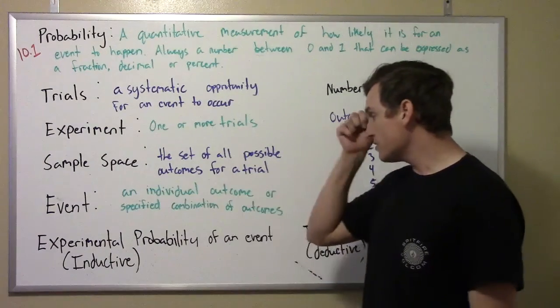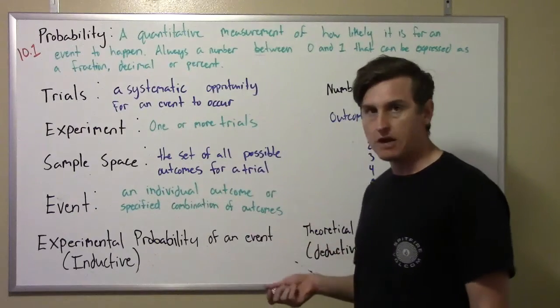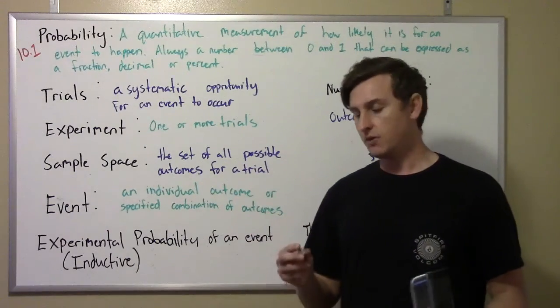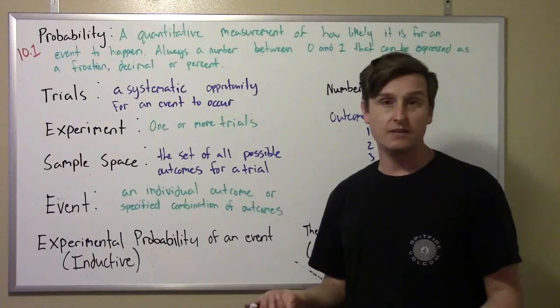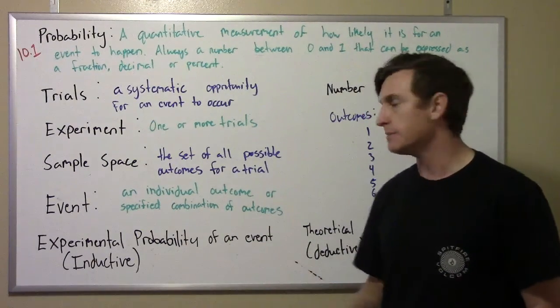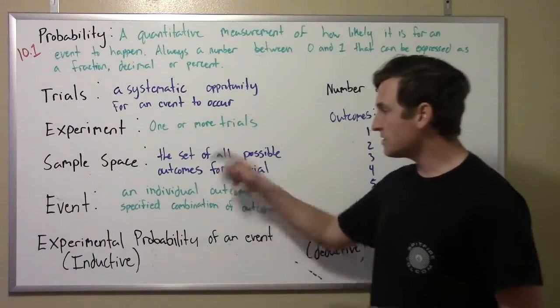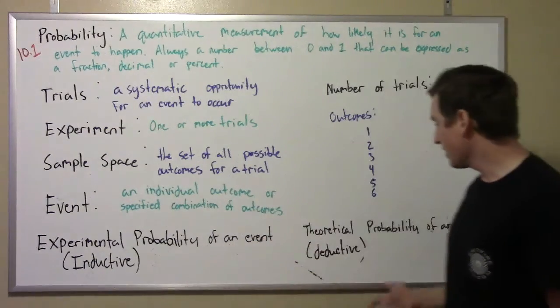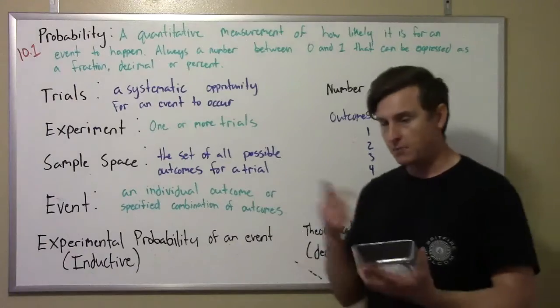Now the event that we're looking for is even, right? An event is an individual outcome or a specified combination of outcomes. The event we're looking for here is that the number that we roll is even. So we could get a 1 through 6, and we have to decide whether that's an even or odd number. We're going to do an experimental probability, calculate a theoretical probability, and compare them.